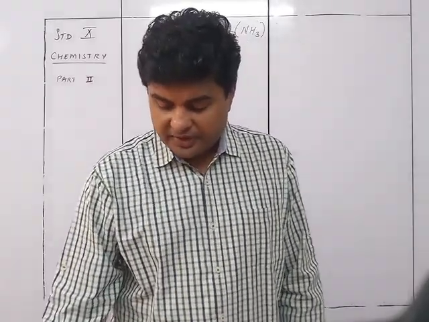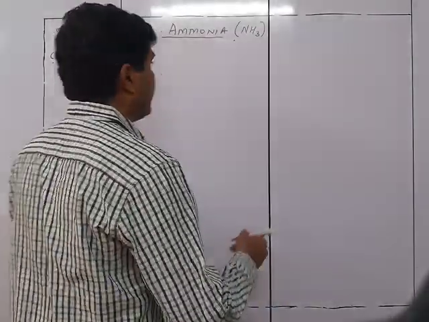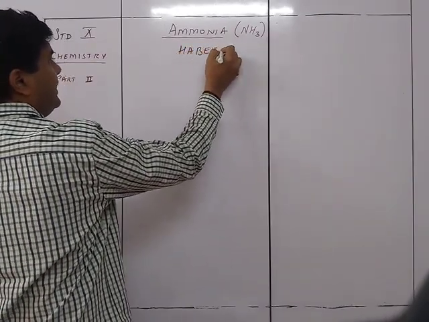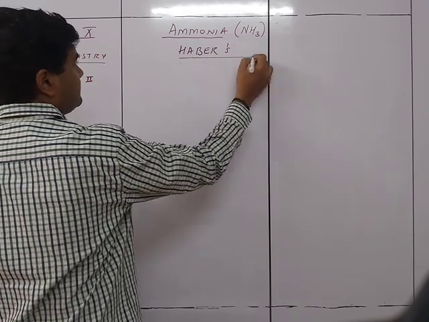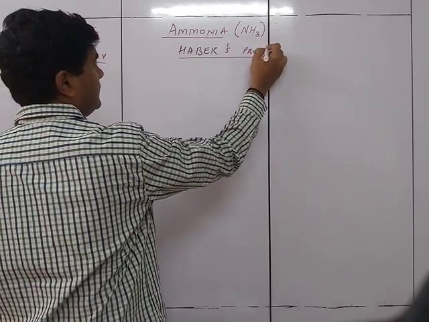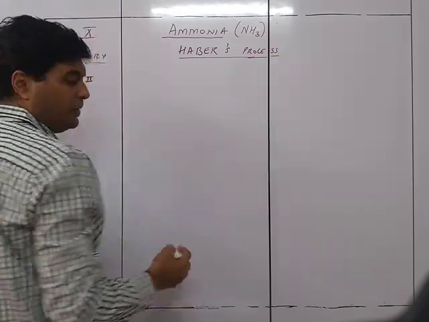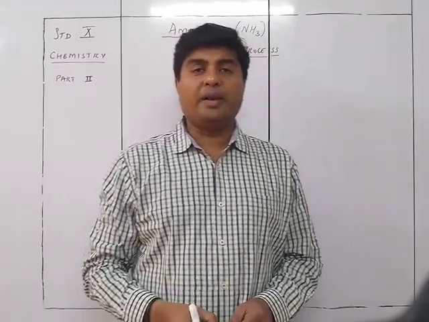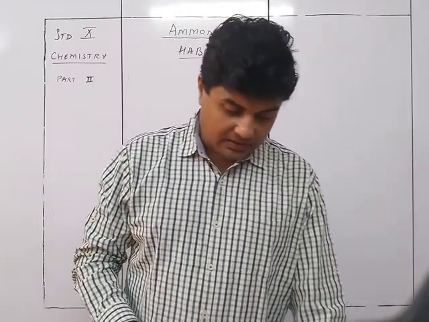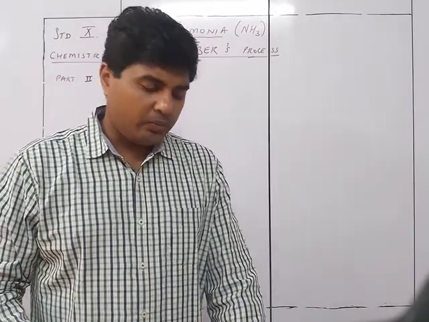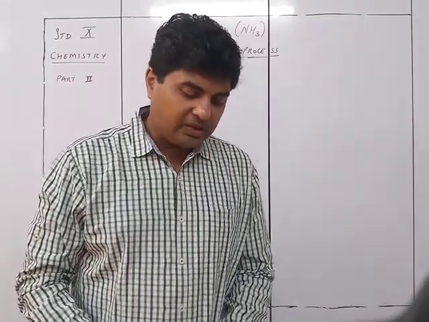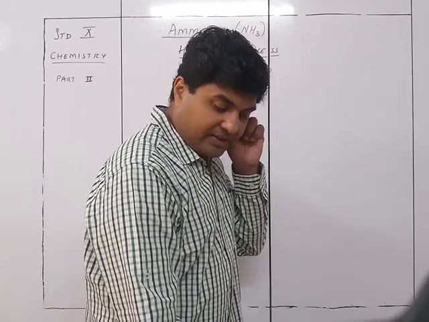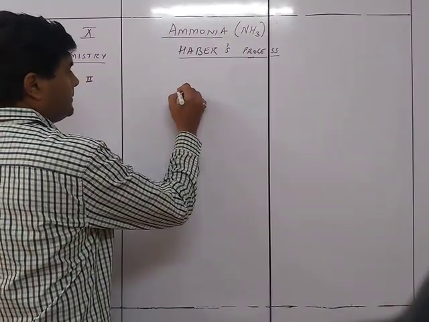Now the manufacturing process of ammonia is given by a process named Haber's process. Haber's process is the method of manufacturing ammonia on a large scale. In this process there will be three chambers, or we can say three conditions or three parts.